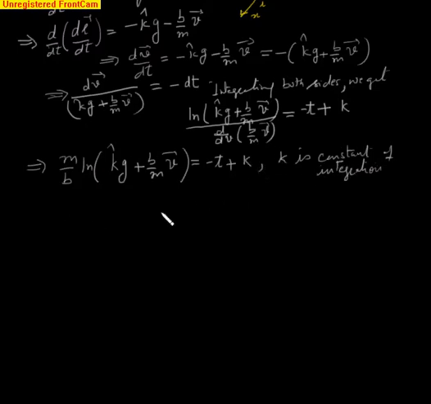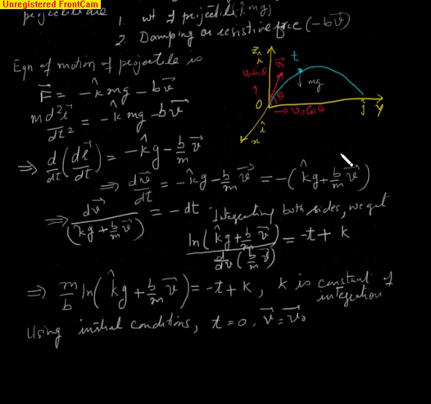Now we have to find this k by using initial conditions. What are those? That is, at time t equal to 0, we had V equal to V naught. That we know from the diagram: at t equal to 0, V was V naught.